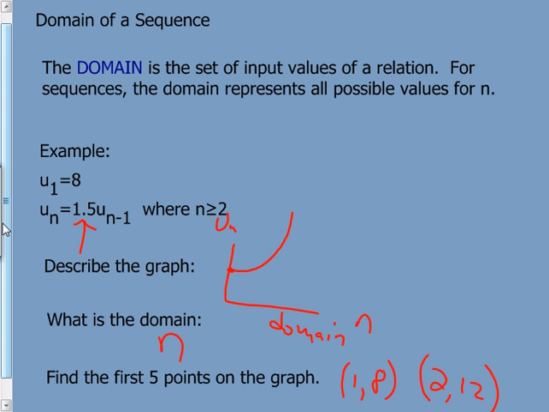Why is the domain n? Because the domain is normally the x's, and in this case there aren't any x's. The n's are the x's. The domain is the numbers that you put in.